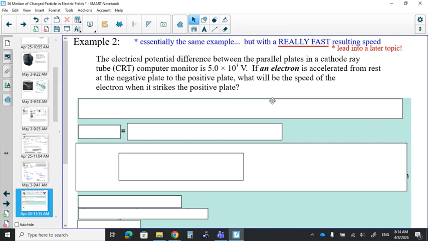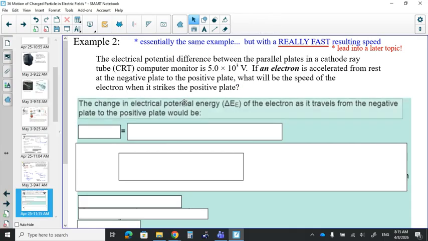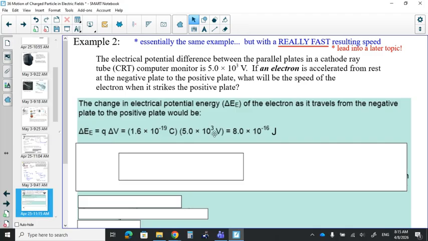So we have electric potential difference, so voltage across parallel plates in a CRT computer monitor, a cathode ray tube television, essentially. An electron is accelerated from rest from the negative plate to the positive plate. What will the speed of the electron be when it strikes the positive plate? So we know the change in energy is coming from the voltage stuff, right? So we've got that same concept as before. So we get the amount of energy.